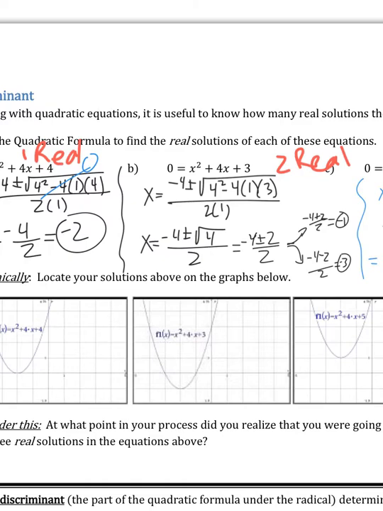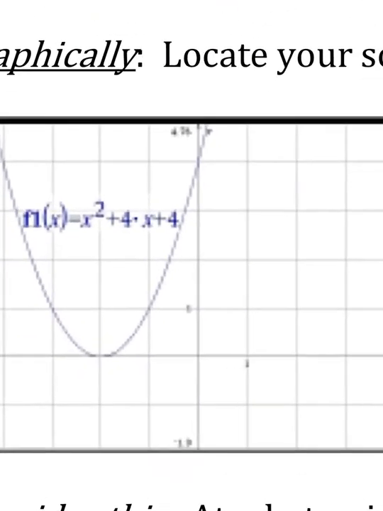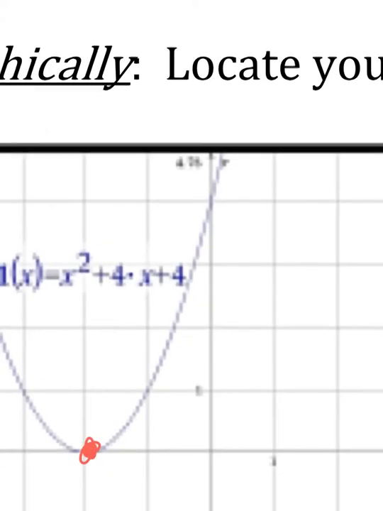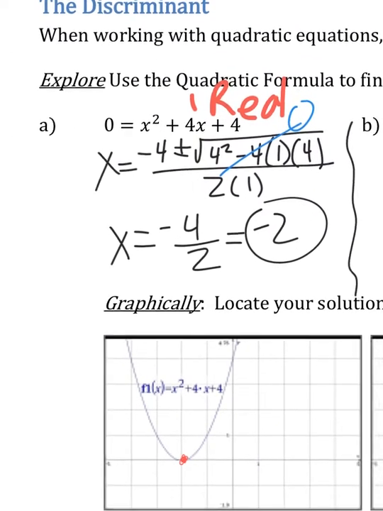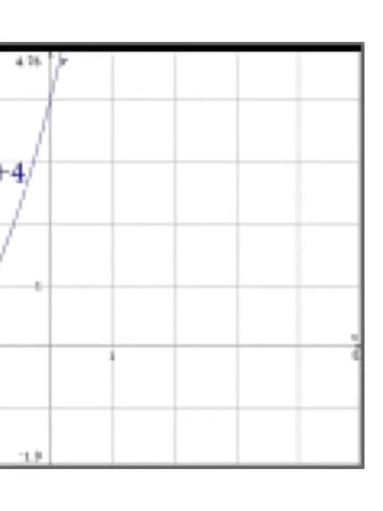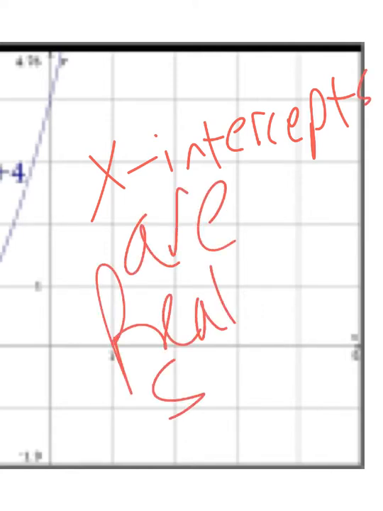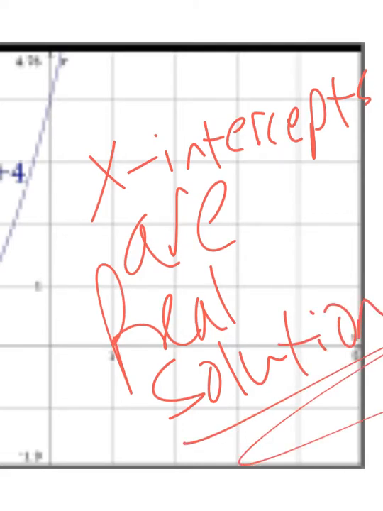Here are their graphs down below. Where are those solutions? Kind of fuzzy and small, I realize. But the solutions are where the parabola equals 0. So it equals 0 there. By the way, that's negative 2. Okay, it's the x-intercept. So the x-intercepts are the real solutions. Okay, so there's one x-intercept there.